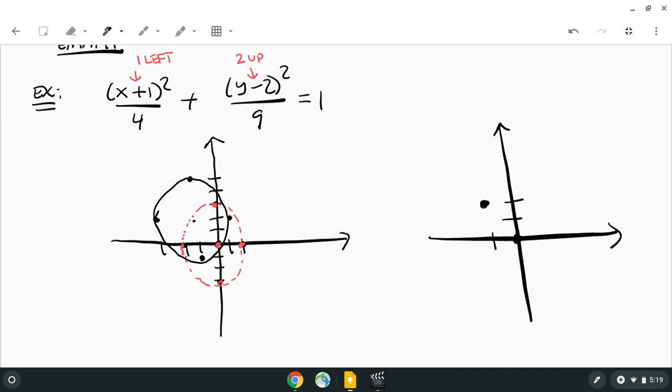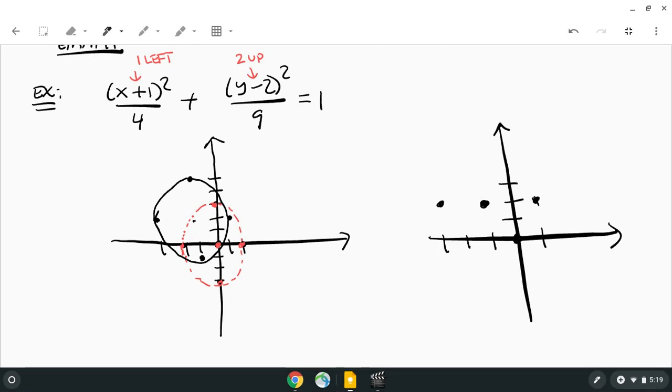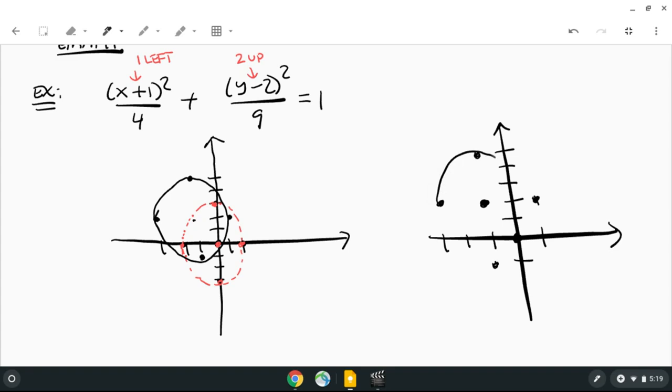My x distance, I have to go 2 to the left and 2 right. 1, 2. 1, 2. My y distance, 1, 2, 3. I have to go 3 up and 3 down. 1, 2, 3. And so I get this.